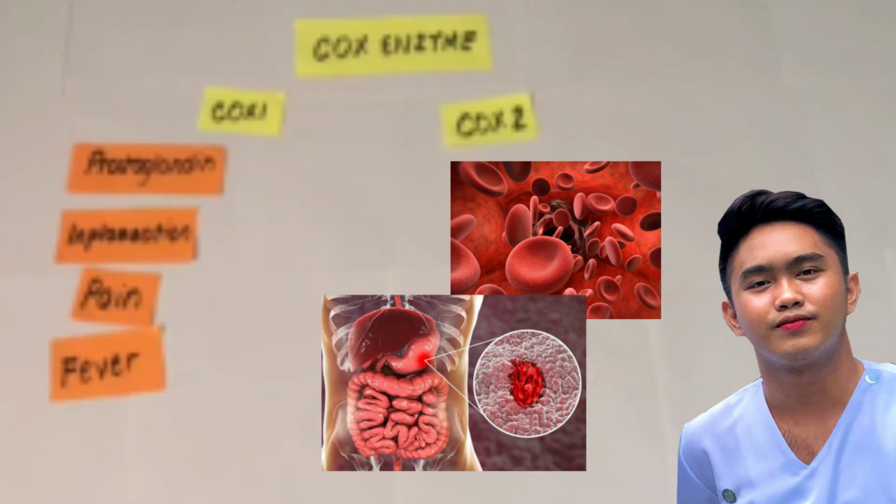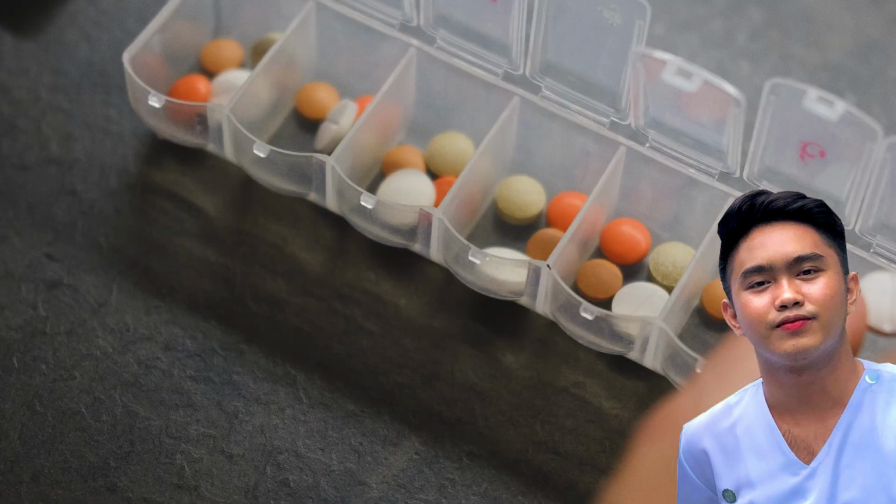COX-2 inhibitors only block the COX-2 enzyme. Since COX-2 inhibitors do not block COX-1, which primarily produces prostaglandins that protect the stomach and promote blood clotting, they do not cause ulcers or increase the risk of bleeding as much as the older NSAIDs. Nevertheless, COX-2 inhibitors are as effective as the older NSAIDs for treating inflammation, pain, and fever.